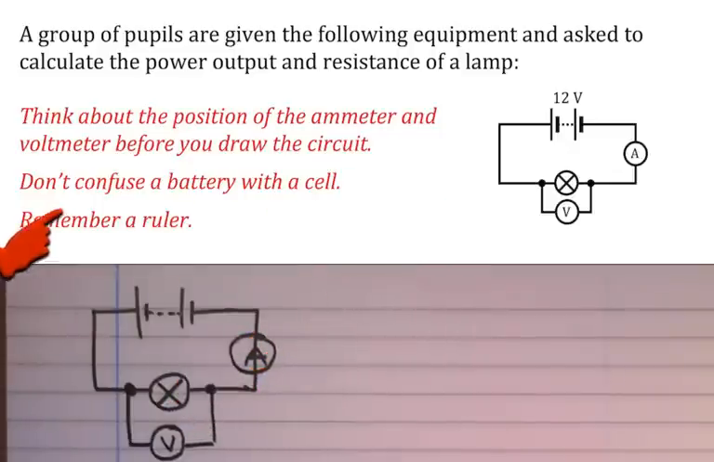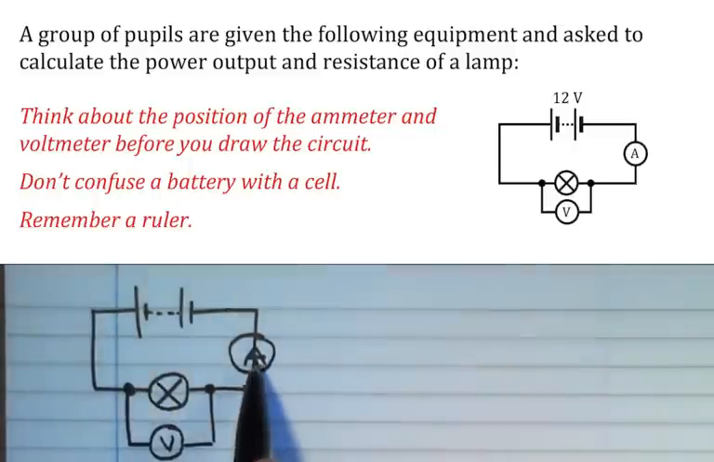As I said before, don't confuse the battery with the cell. And last but not least, I've not done it here, so I've made two mistakes. I've not used a ruler. I've not planned where that component's going to be. Alright, there you go. So that's part A, just to get it started.